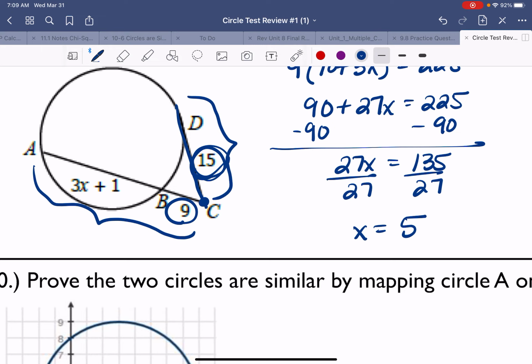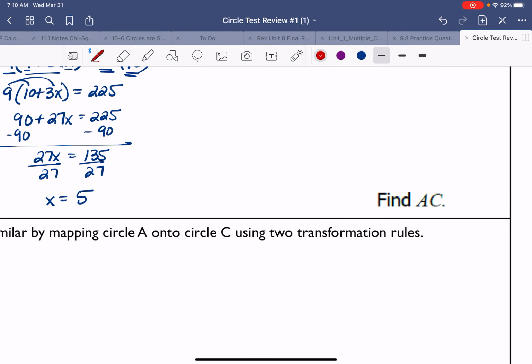Well, AC is this whole thing, right there. So I'm going to go ahead and plug in 5 into this and also add it with the 9. So I'm going to have 3 times 5 plus 1, and the whole thing also includes 9. So 15 plus 1 is 16, plus 9 is 25. So that gives us our answer right there, 25.